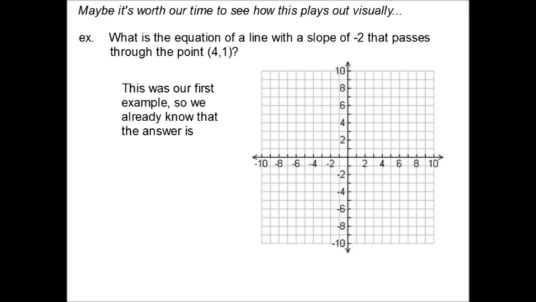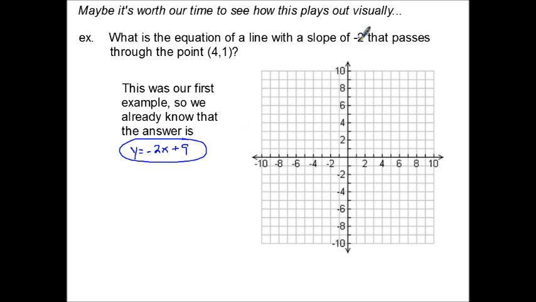Well, since we've been talking about graphing, maybe it's worth our time to see how this plays out visually. Alright, so what's the equation of a line with a slope of negative 2 that passes through the point 4, 1? Well, since this is our first example, we know the answer is going to be y equals negative 2x plus 9. We already did that. Okay, but if we play with this thing on the graph, maybe that'll make a little more sense.